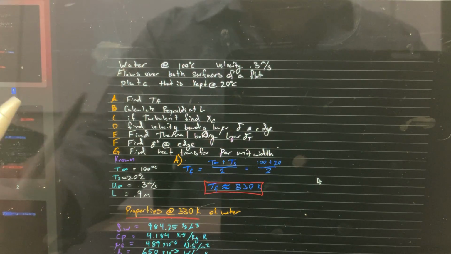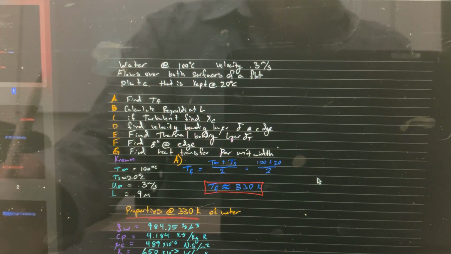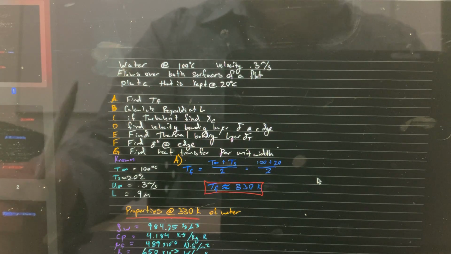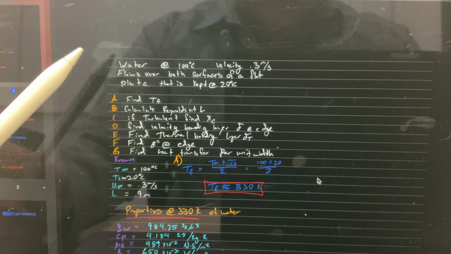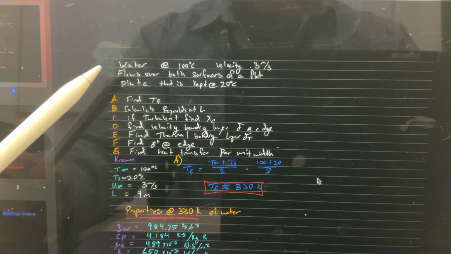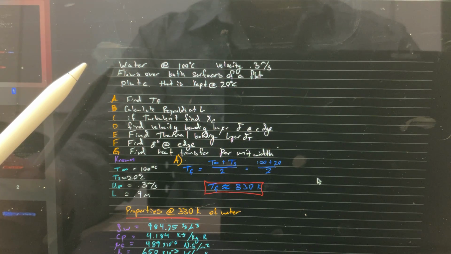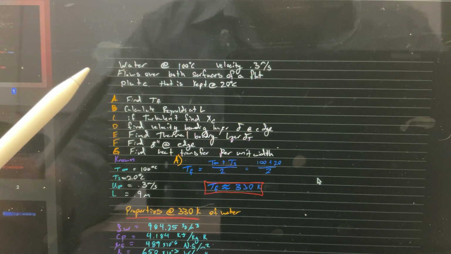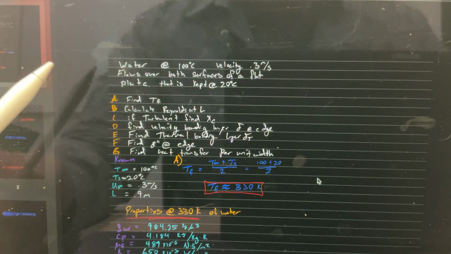Alrighty, this is my extra credit for heat transfer for exam 3. So we were given that water at 100 degrees Celsius with a velocity of 0.3 meters per second flows over both surfaces of a flat plate that is kept at 20 degrees Celsius.